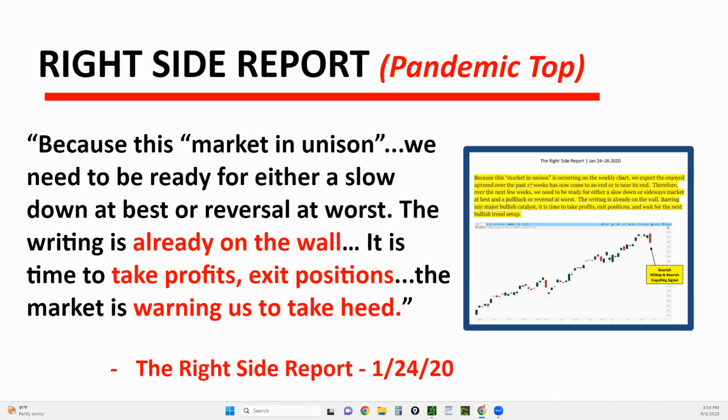Here is a screenshot of the report you see right here. But this is just an excerpt of that, highlighting some of the things that we were mentioning there. Because this market is in unison, we need to be ready for either a slowdown at best, or a reversal at worst. However, the writing is already on the wall. Take your profits, exit your position. The market is warning us to take heed.